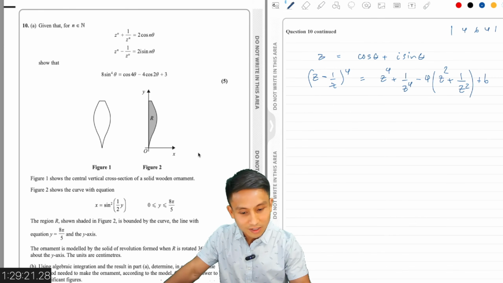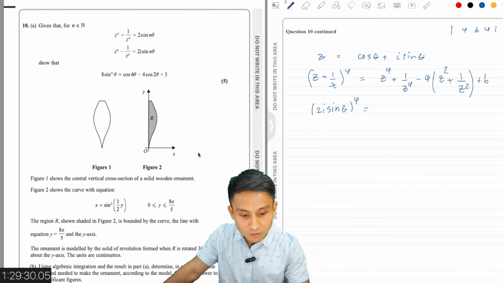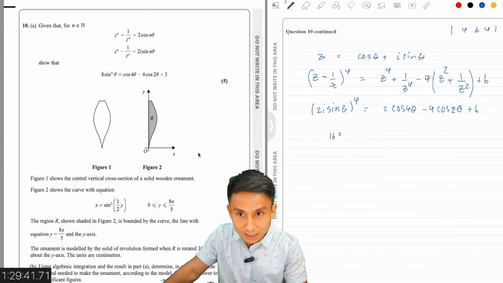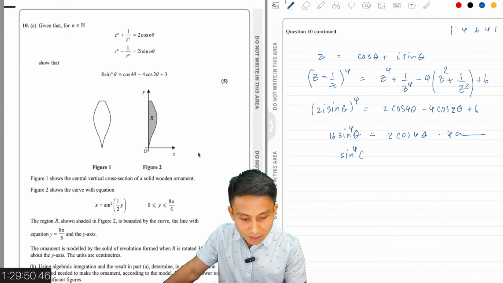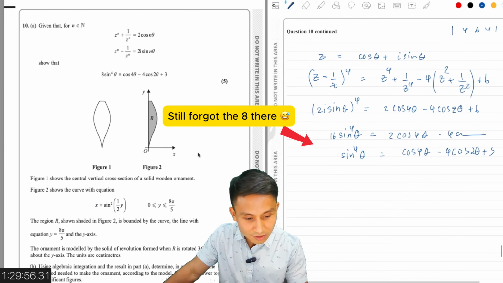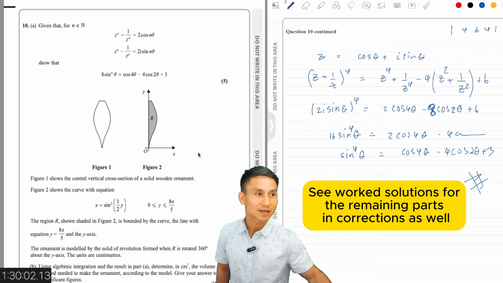This is plus 6. So 2i sin theta to the power of 4 equals z to the 4 plus 1 over z to the 4, so that's 2 cos 4 theta minus 4. This is a plus as well, so that's cos 2 theta plus 6. So that would be 16 sin to the 4 theta equals 2 cos 4 theta minus 4 cos and so on. If you divide across by 2, you should get cos 4 theta minus 4 cos 2 theta plus 3. This should be 8, sorry. At least I got this. Okay, and my time is up.